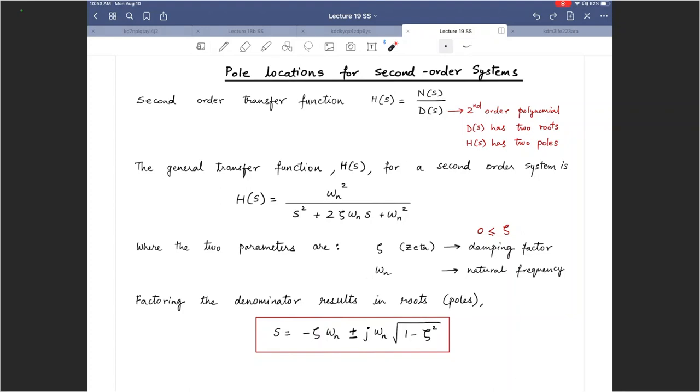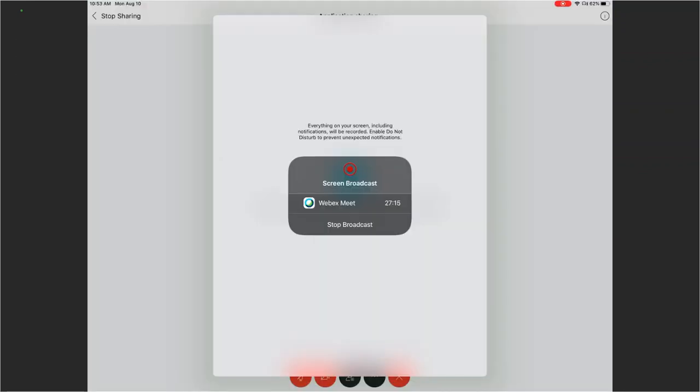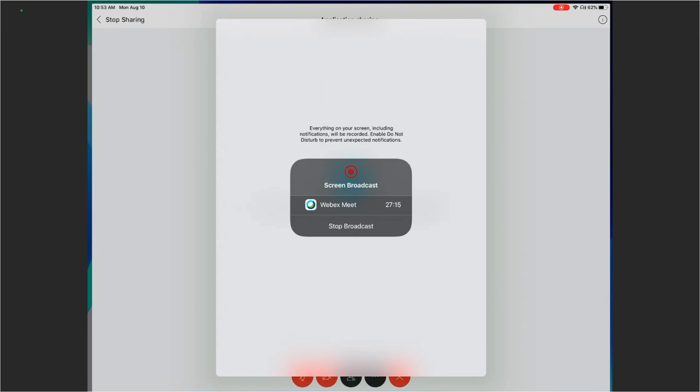This is going on. Why did this get stuck?